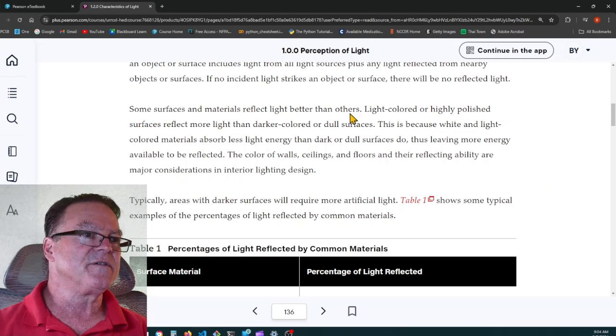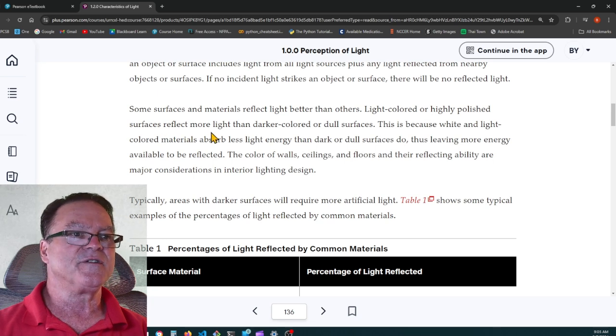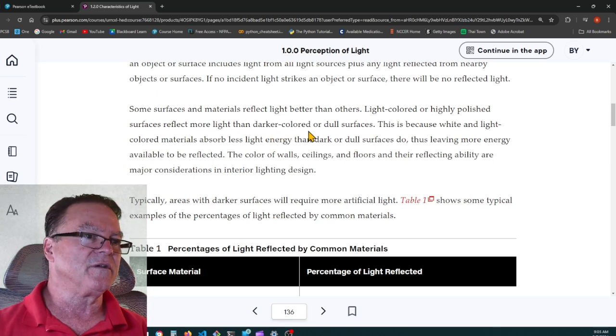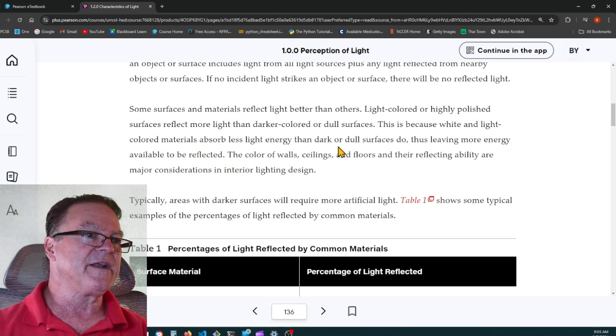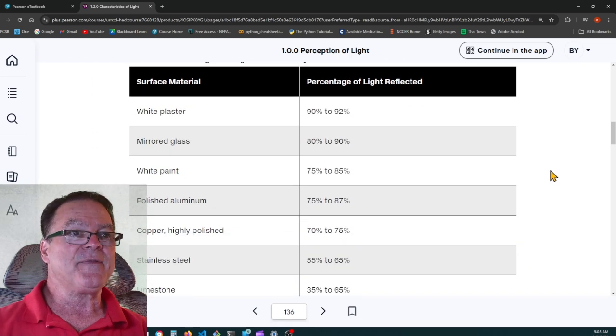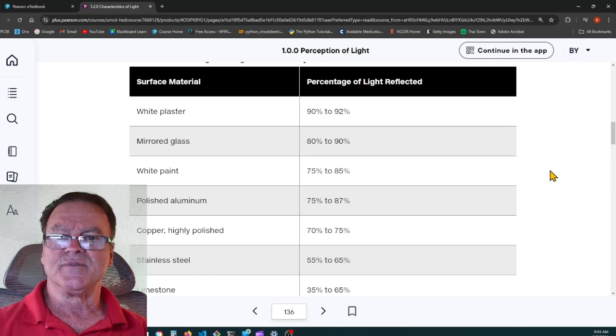Some surfaces and materials reflect light better than others. Light colored or highly polished surfaces reflect more light than darker colored or dull surfaces. This is because white light and colored materials absorb less light energy than dark or dull surfaces do. The way things get their color is they absorb all of the spectrum of light, except for the light that they don't absorb, it gets reflected out.